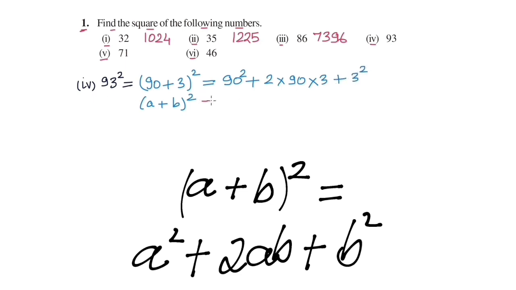Now if we solve further, 9 times 9 is 81, so 90 square is 8100, plus 2 times 90 is 180, 180 times 3 is 540. So 3 square is 9, right? So we have to add 8100 plus 540 plus 9, and after adding we will get 8640 plus 9, and our final result will be 8649. It means that the square of 93 is 8649.